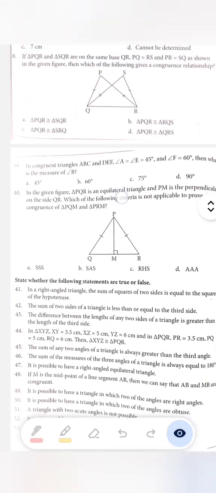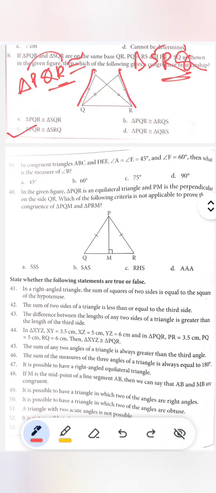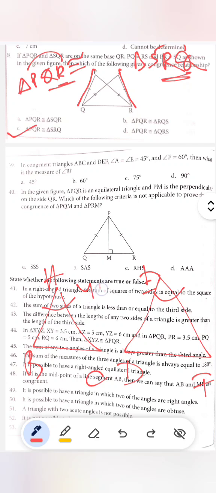Now come to the next part. Question number 39. In congruent triangles ABC and DEF, it is said that angle A is equal to angle E is equal to 45 degree. Angle F is equal to 60 degree. Then what is the measurement of angle B? So first of all, 45 plus 60 degree is equal to how much? Another angle will be 60 degree maybe.